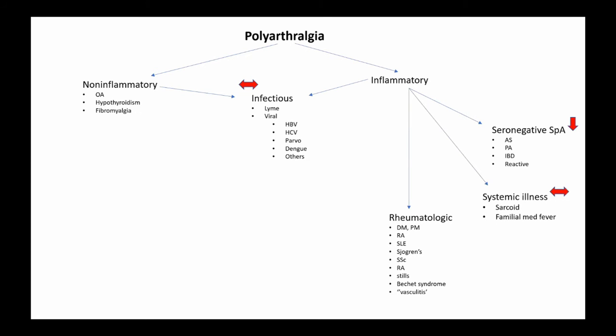Sarcoid, we already talked about. Rheumatologic, again, can definitely cause polyarthritis, and we'll go into a little more detail later. Crystal-induced, like gout, less likely. And so next would be Raynaud's.